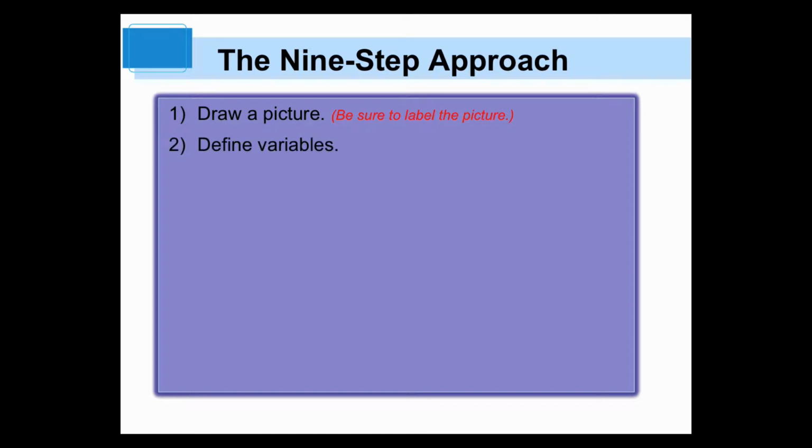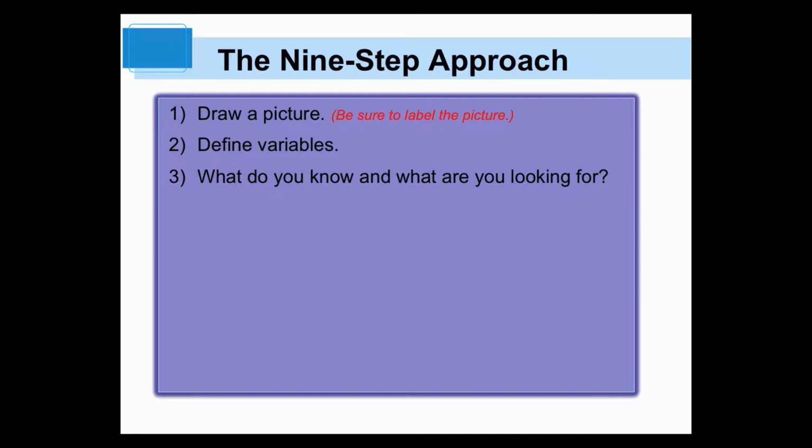Number 2, define the variables. So you throw an x and a y in there. Well, what does x stand for? Does x stand for the height that the ladder reaches up the wall? Does x stand for the distance that the bottom of the ladder is from the wall? Does x stand for the depth of the pool? Does x stand for the radius of the pool? So again, define the variables. What does each variable represent?